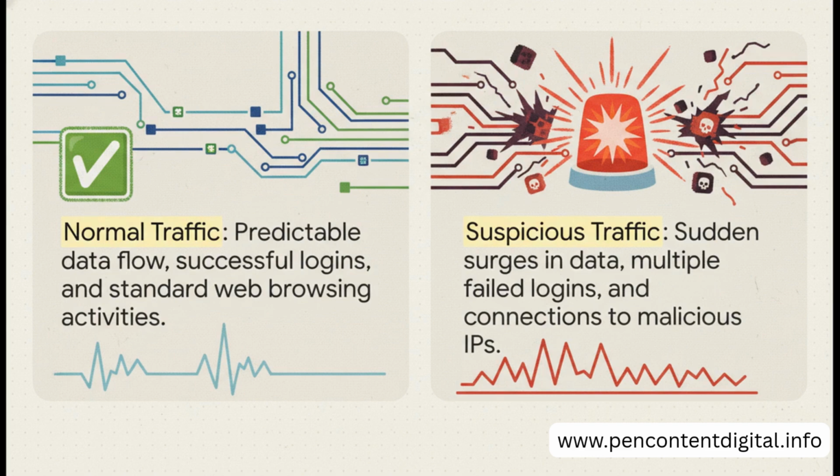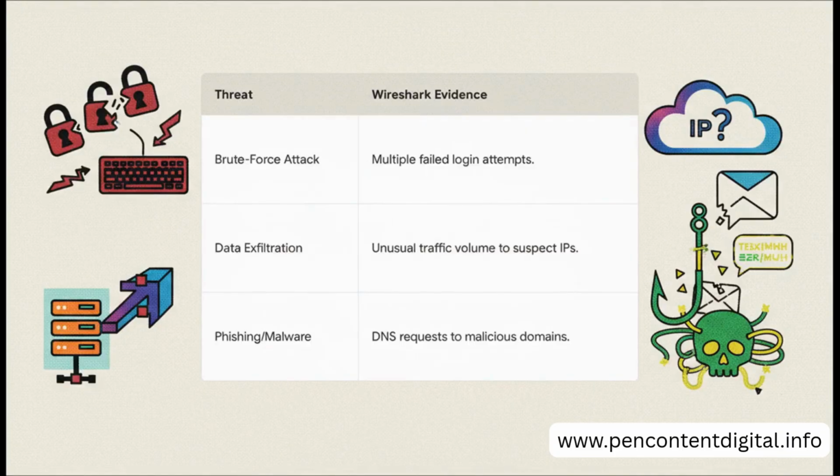Remember those anomalies from the beginning? The weird traffic surges, all those login failures, the sketchy connections, they're not just suspicions anymore. They are hard evidence of a threat. And this is where it all clicks into place. We connect the dots. All those failed login attempts we saw, textbook brute force attack. That huge, unusual spike of data leaving the network, that screams data exfiltration, someone stealing files. And those DNS requests to malicious websites, that is the classic calling card of phishing or malware. Boom, we've identified our threats.